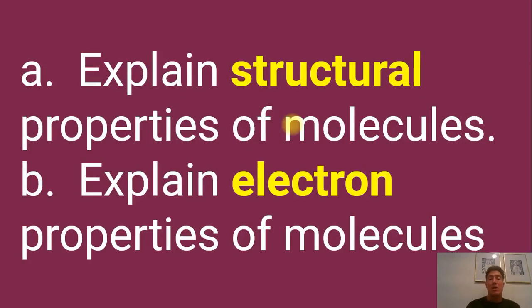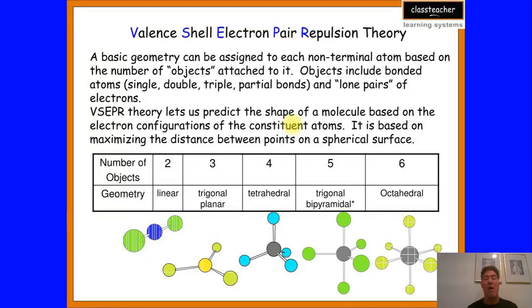So we're going to explain the structural properties of molecules and the electron properties of molecules using this very powerful notion. I call it just balloon theory, right? Valence shell electron pair repulsion. So electron pairs in a valence shell are going to repulse each other. They want to get as far as they possibly can from each other.